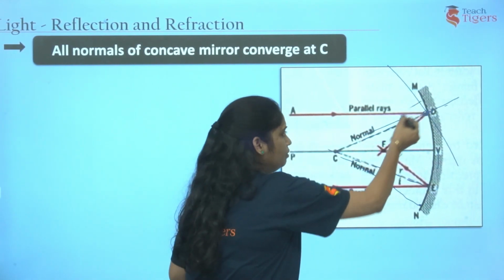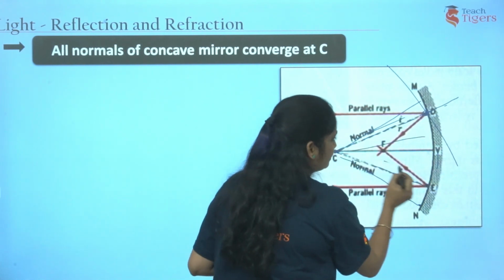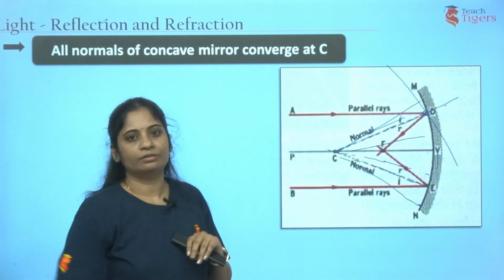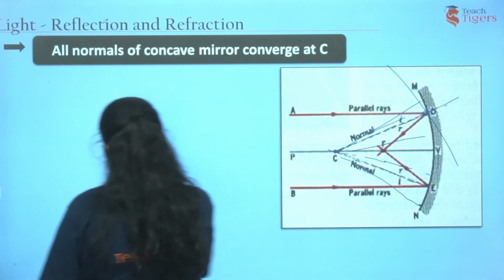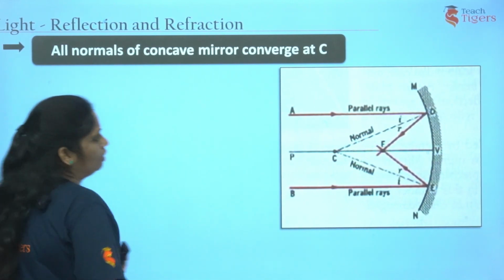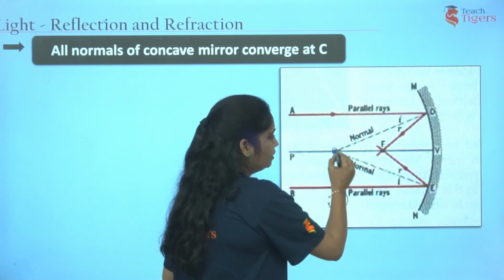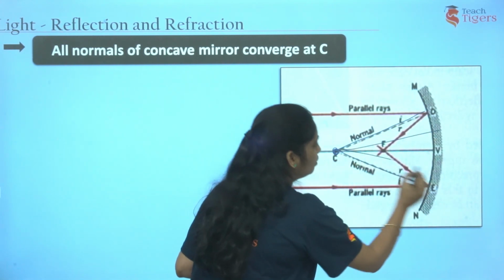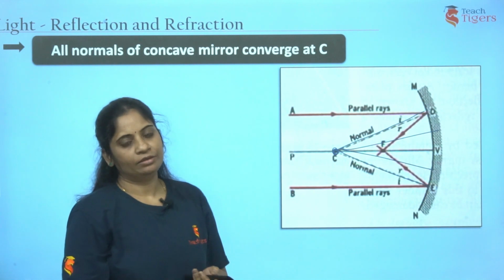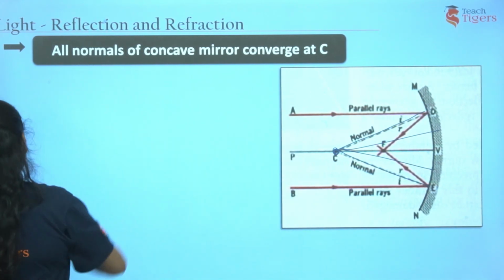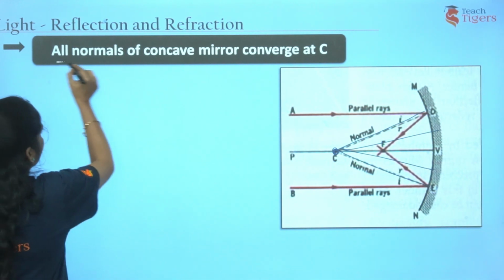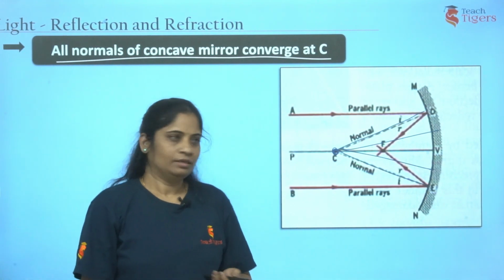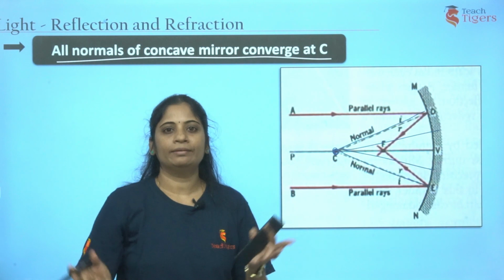And if you draw many normals, it is observed that all the normals are converging at the center of curvature. Okay, so that is how it is concluded. At any point you draw, you will get all the normals converging at the center of curvature. So that is how we made this conclusion that all normals of a concave mirror converge at the center of curvature C. Okay, if this is for a concave mirror, what about a convex mirror?